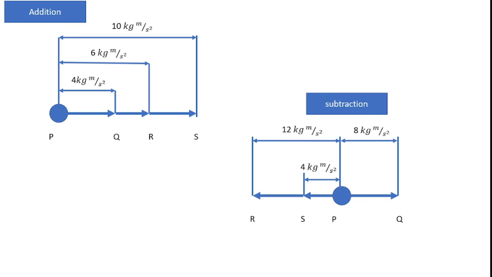Which one is larger? 12 kilogram meters per second square. We subtract 8 kilogram meters per second square from 12 kilogram meters per second square. From this I get 4 kilogram meters per second square, which is the resultant force identified from the available force system, which is the subtraction of forces in mechanics. So these are the fundamentals of the force system.